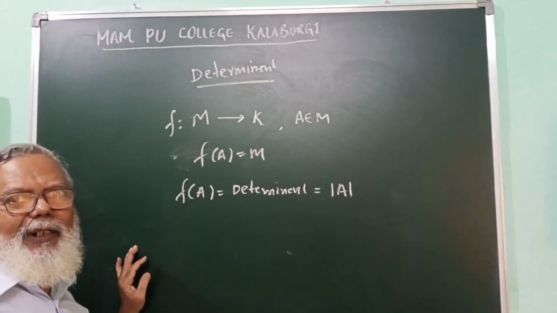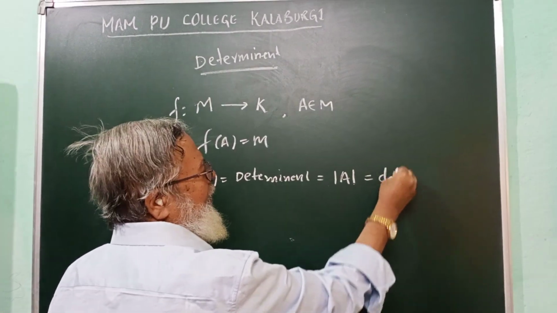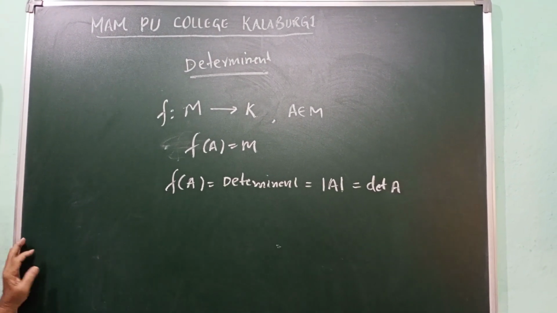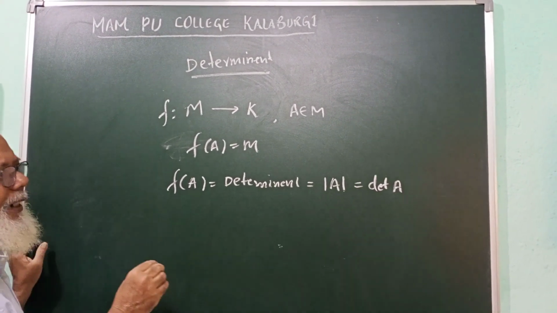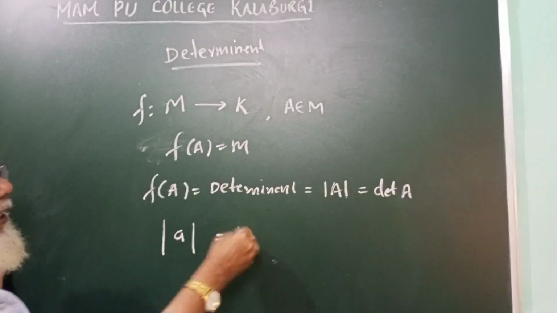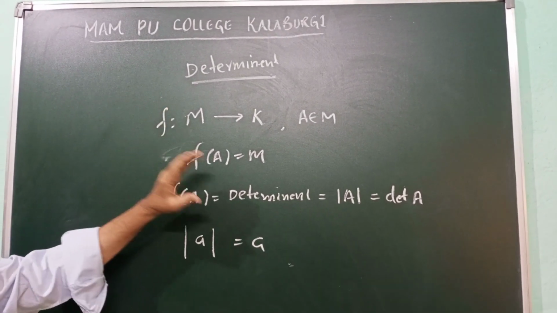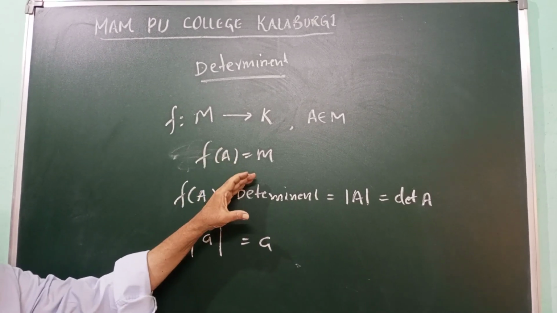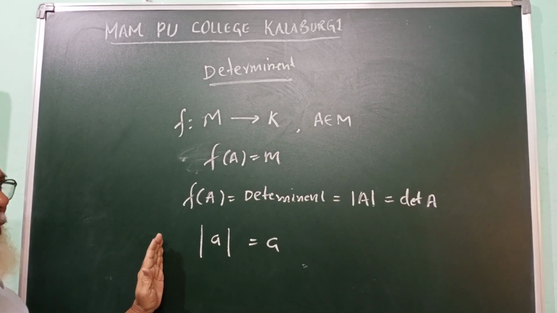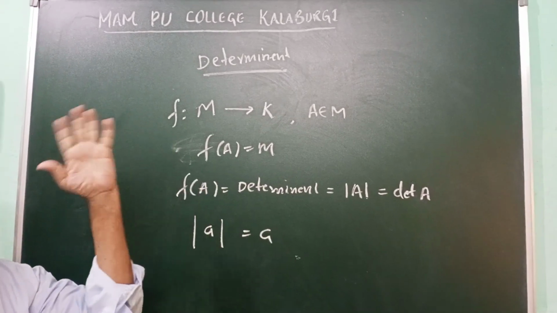It is not mod of A. We use it as determinant of A, or we may use it like this. All mean the same thing here. A determinant can contain only one element also, for example, the determinant of A is nothing but A only. And because it is a square matrix, the number of columns and number of rows in a determinant are always equal. That's why we say determinant of second order, third order, fourth order, and so on.